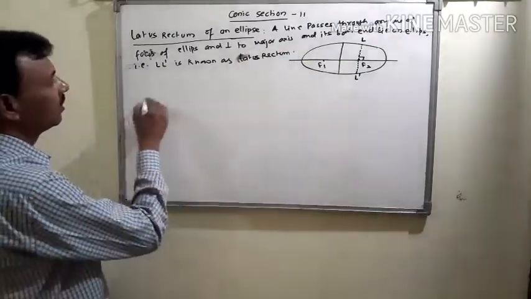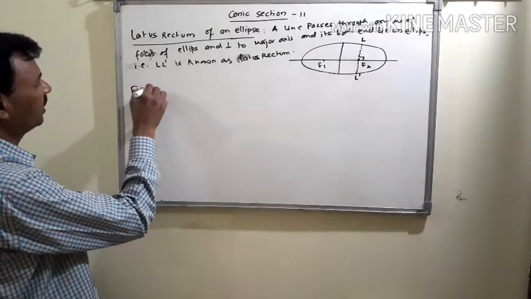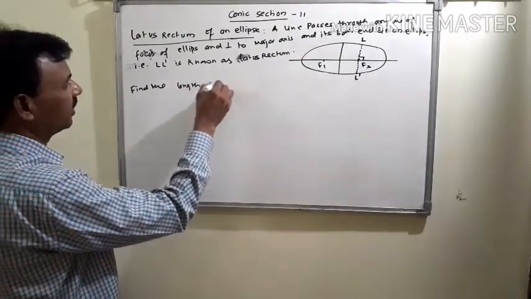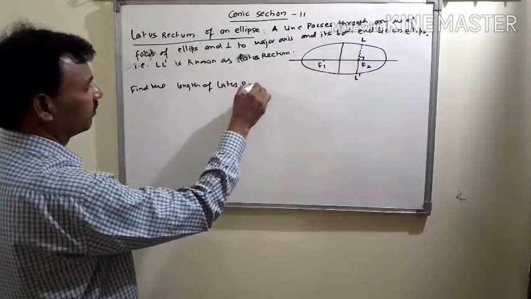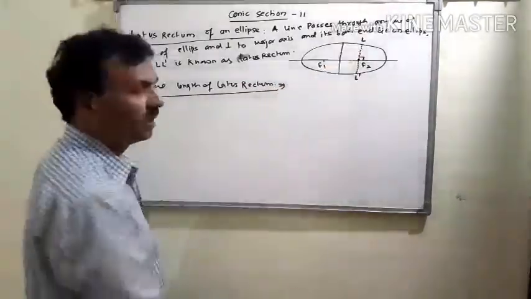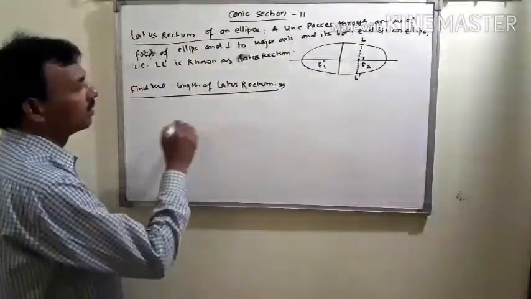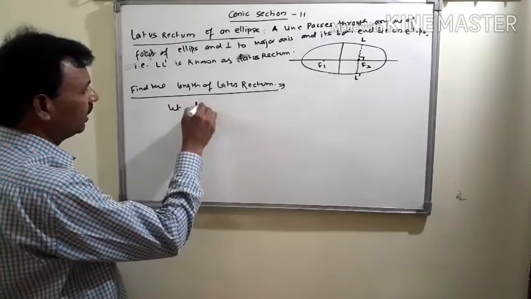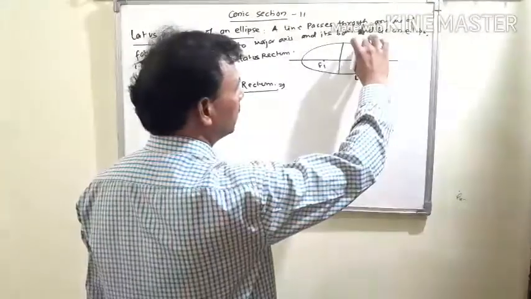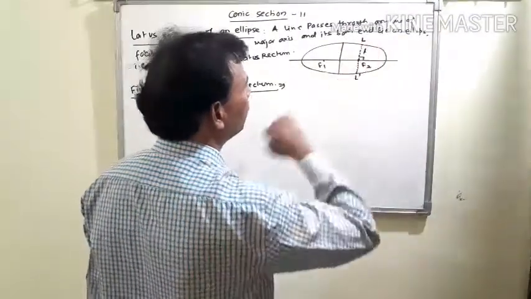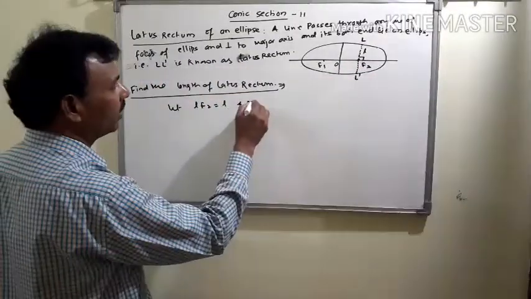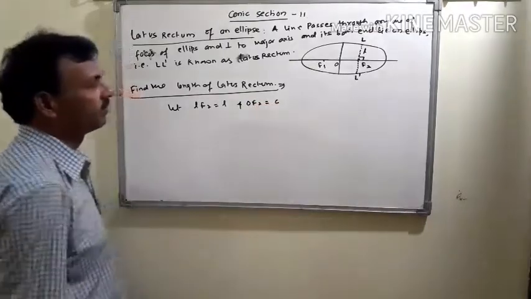Now, how do we find the length of the latus rectum? That means, what will be the length of L dash? Let LF2 equal small l. We consider that this distance will be small l, and as you know, from O to F2, OF2 equals small c.